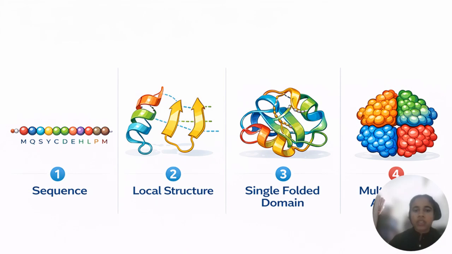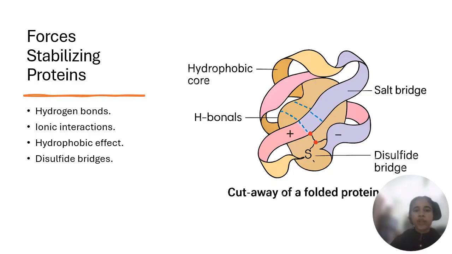This step-by-step folding is extremely important, because if a protein folds incorrectly, it will lose its function or it can even cause disease. So the key idea is that structure controls function. And that's why protein folding is one of the most important concepts in biochemistry. Now that we know proteins fold into specific shapes, an important question comes up: what keeps that shape stable?